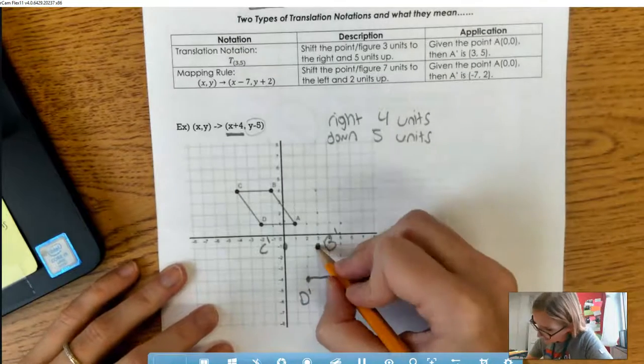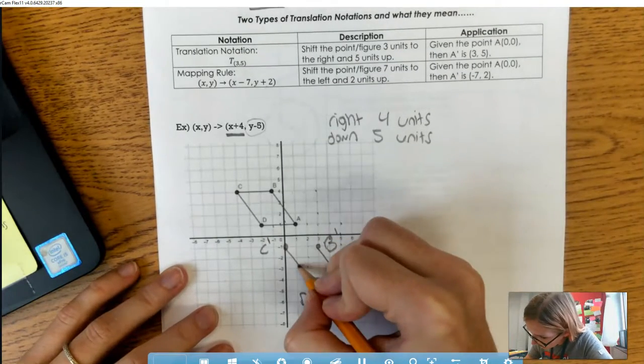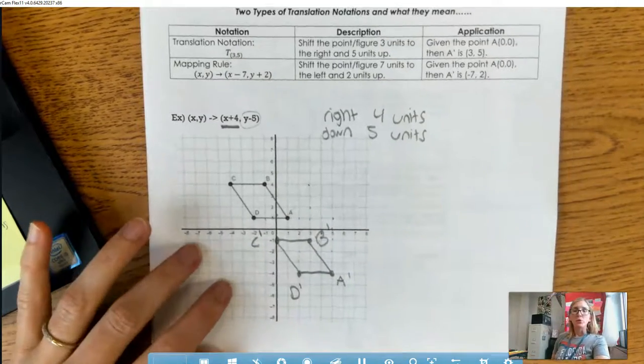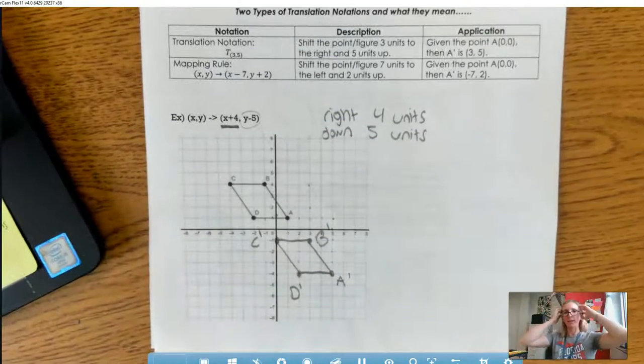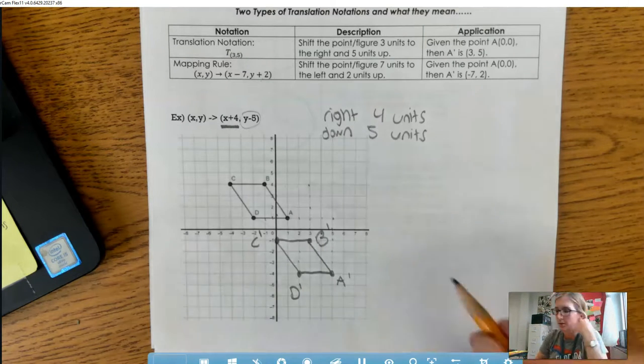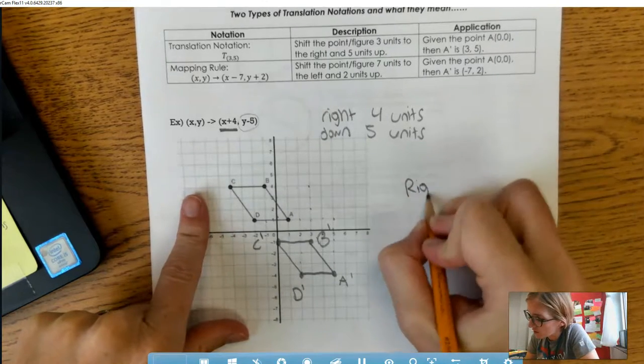All right, so when you connect the dots and admire your finished beautiful product, you should be able to check your work just by looking at it. Number one, the shapes should be the same. So if you messed up on one of the points, the shape will be off, and that's how you'll know you did it wrong.